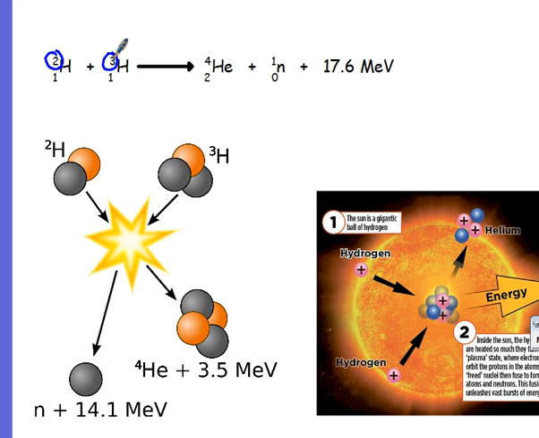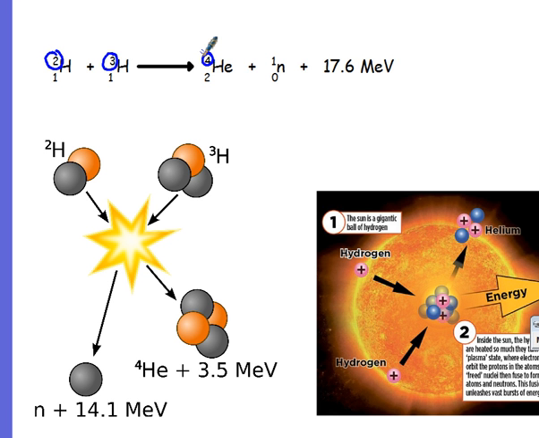And they fuse together to form this helium nucleus. So this is the process of fusion. In that process, we form a helium nucleus and one neutron. So that's a fusion reaction.